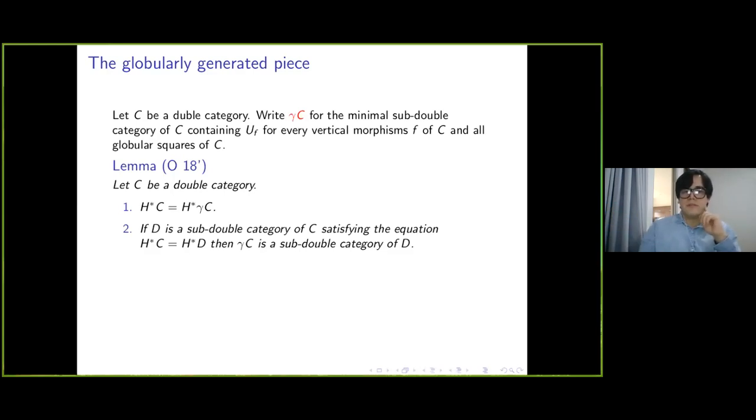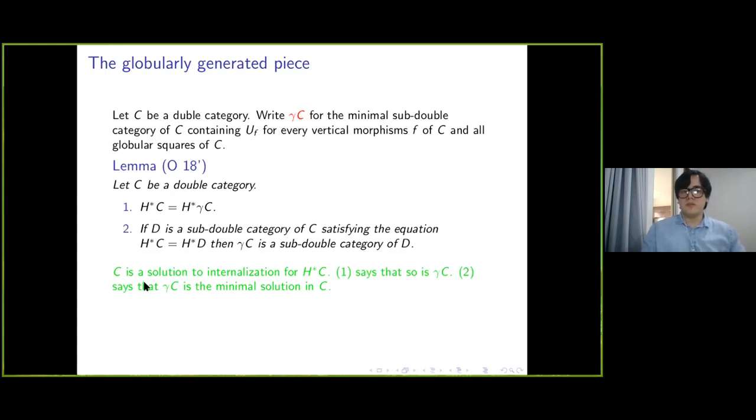And moreover, if D is any sub-double category of C satisfying this same equation, then γC is a sub-double category of D. So if we start with a double category C, we're interested in its decorated horizontalization, then this is the same as the decorated horizontalization of γC. And this is the minimal sub-double category that satisfies this condition.